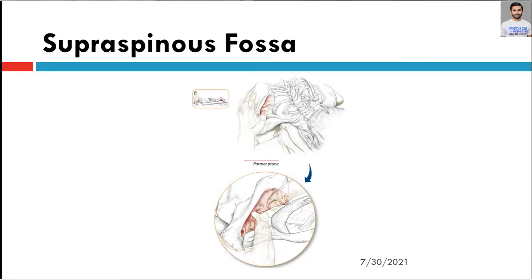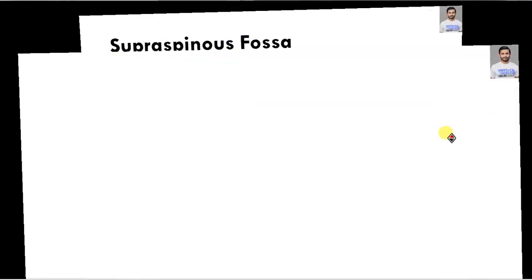Then we have the supraspinous fossa. The supraspinous fossa is a bit more muscular as compared to the infraspinous fossa because of the presence of the upper trapezius and the supraspinatus. But it is very easy to palpate, because you need to start from the spine of the scapula and just move a bit anteriorly, and the soft portion that you see over the spine of the scapula is the supraspinous fossa.